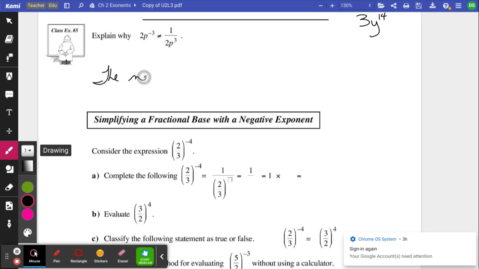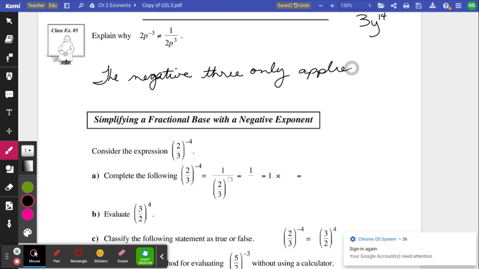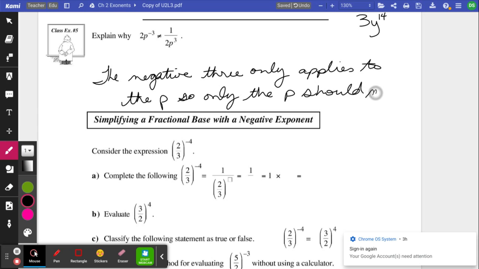Write it down, especially if you didn't know what I was talking about. The -3 only applies to the p. So only the p should move. Agreed? The 2 should not be moving. The 2 should not be downstairs.